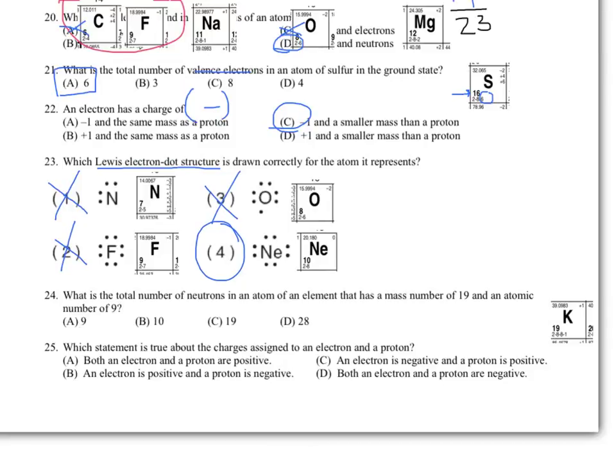In the next question, we are asked to find the number of neutrons. And we're given a mass number, recall that mass number is neutrons plus protons, of 19, and an atomic number, which is the same as the number of protons, of 9. So to calculate neutrons, we will subtract the atomic number from the mass number to get 10. The last question asks us about the charges of the electron and the proton. We know that the electrons are negative and the protons are positive.